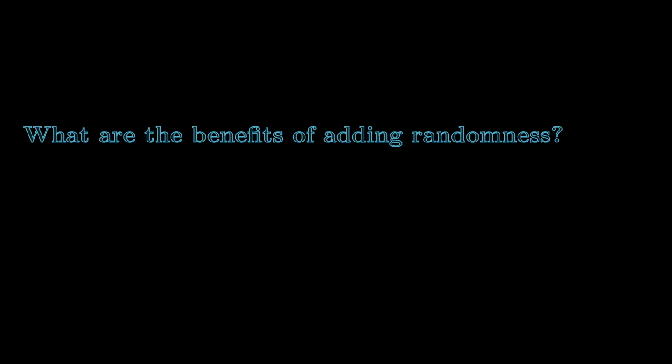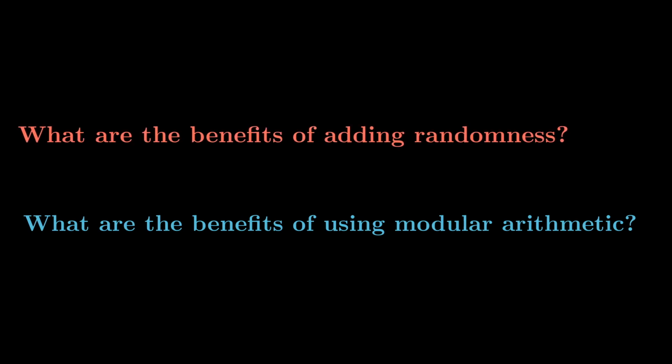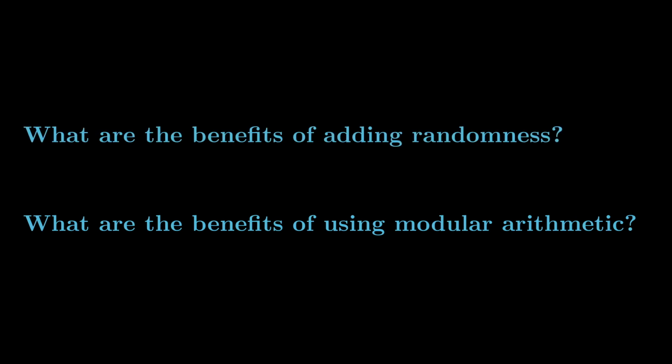Now, let's think about two things here. What benefit do we get from adding randomness to our original secret? Does it solve the problem of information leaks such that we can achieve perfect secrecy? And what if we used regular addition and subtraction instead of using modular arithmetic? Is there any benefit of using modular arithmetic at all? We'll first talk about the benefit of adding randomness to our secret.